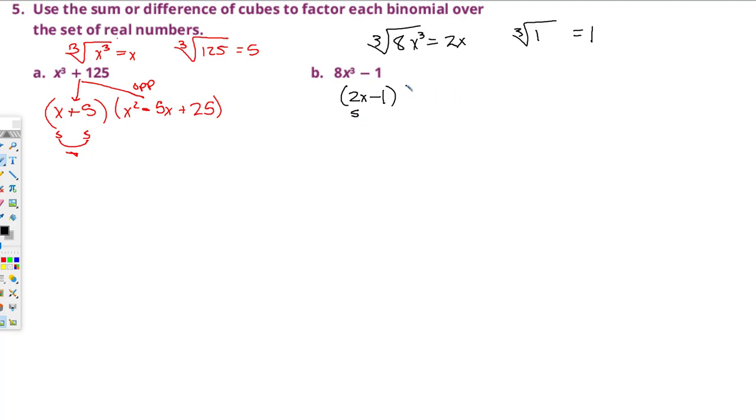So square, gives me 4x squared. The product gives me 2x, and I do the opposite sign. And then I square the last. 1 times 1 is 1, and it's always positive.